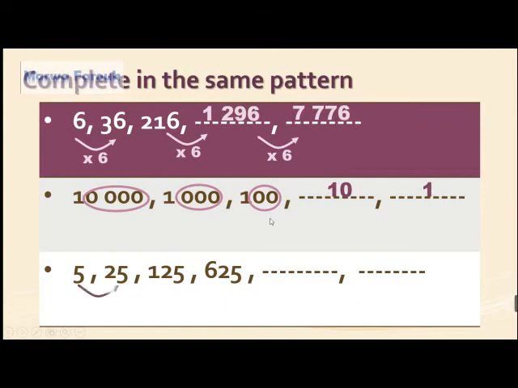Okay, next one again. I have 5 and 25. I'm going to think, 5 times what equals 25? 5 times 5. Excellent. So I'm going to multiply by 5 each time. 625 times 5. I will make it in a graph and get the answer, and the answer will be 3,125. Again, I will multiply by 5. 3,125 by 5, and it's 15,625.